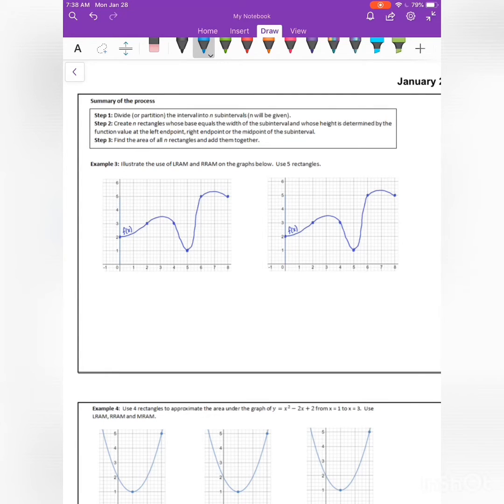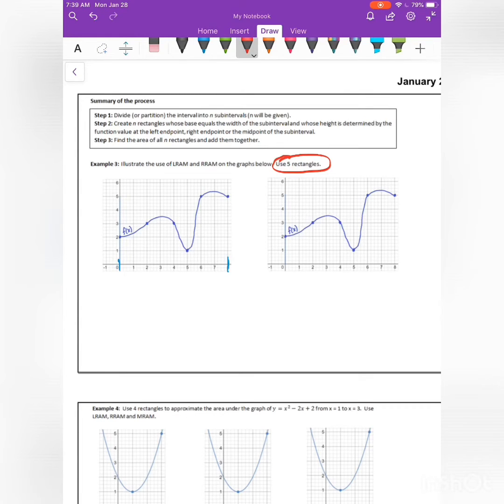This is the process. What you're going to do is take your interval, whatever it is. In this case, we're going from 0 to 8, and you're going to divide it up into sub-intervals. So step 1, divide the interval into n sub-intervals. It says n will be given. In our example, there are 5 rectangles, so we're going to be dividing up into 5. And our dots are already given on this graph, so we're going to divide that up like that.